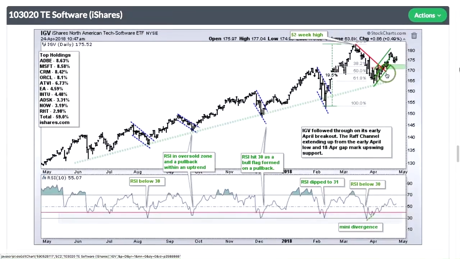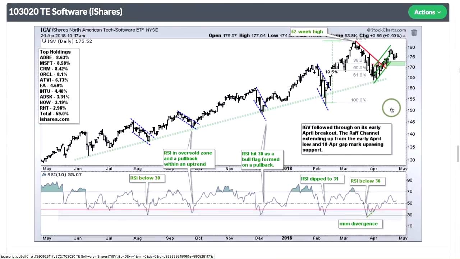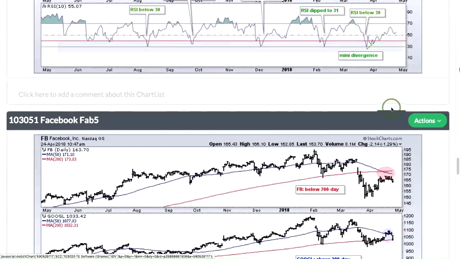And software, there you can see that bounce and then support here. So, you know, they're looking a little heavy maybe, but they haven't broken down yet. Watch for the breakdowns to take down the technology sector.